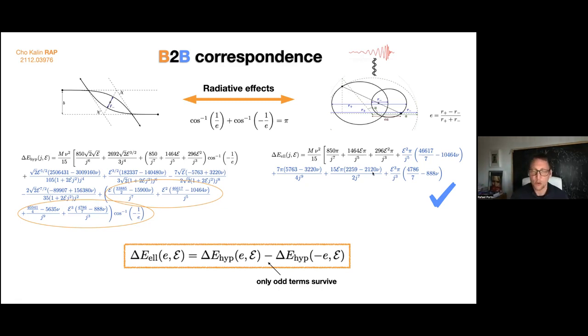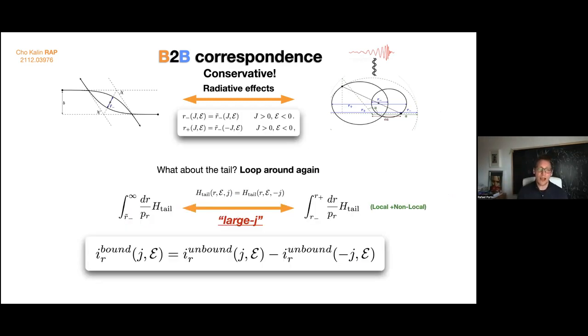And we check this to all the PN orders that are known, third post-Newtonian order. It works for spin, aligned spin as well. So now comes the hardest.